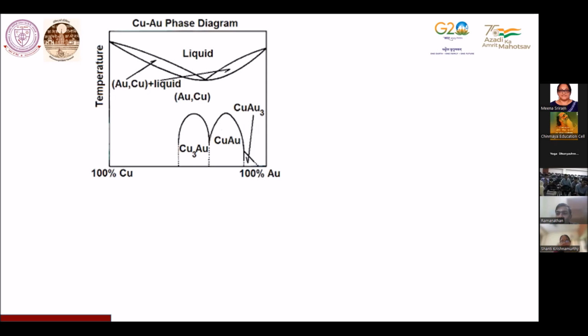What is the two component phase diagram? What is an alloy? Alloy is nothing but a solution of two different solids. Two different metals, if you mix, they become a solid solution. And how do I know the proportion in which I have to mix the solids so that I get a homogeneous solution? In the case of liquid and solid, I know.